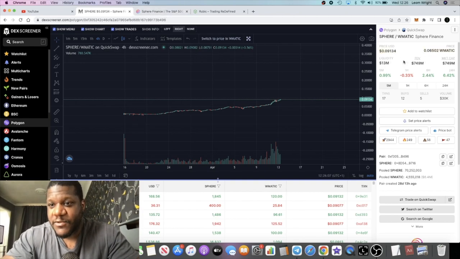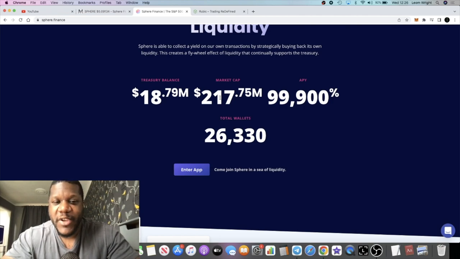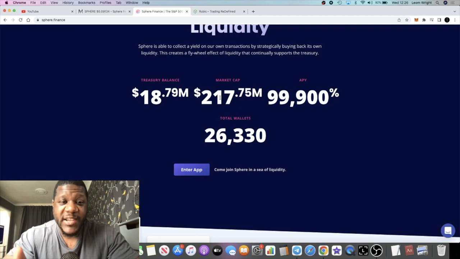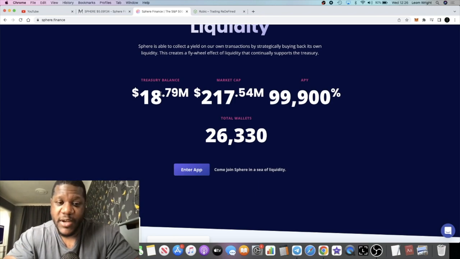Market cap says 749 million over here. Obviously, that will be fully diluted. So the market cap is 217 million. That's not bad for a month's work, guys. So I think that if it 4x's from here, we're going to be in excess of a billion. So it could potentially be worth more than a billion market cap.